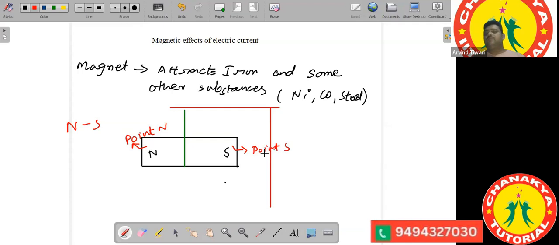Why does it happen? Because our earth itself behaves as a magnet. It appears as if there is a big magnet inside the earth, which is creating a magnetic field. However, there is no such big magnet inside the earth. So we have understood that every magnet has two poles, and which will be a north pole and which will be a south pole.